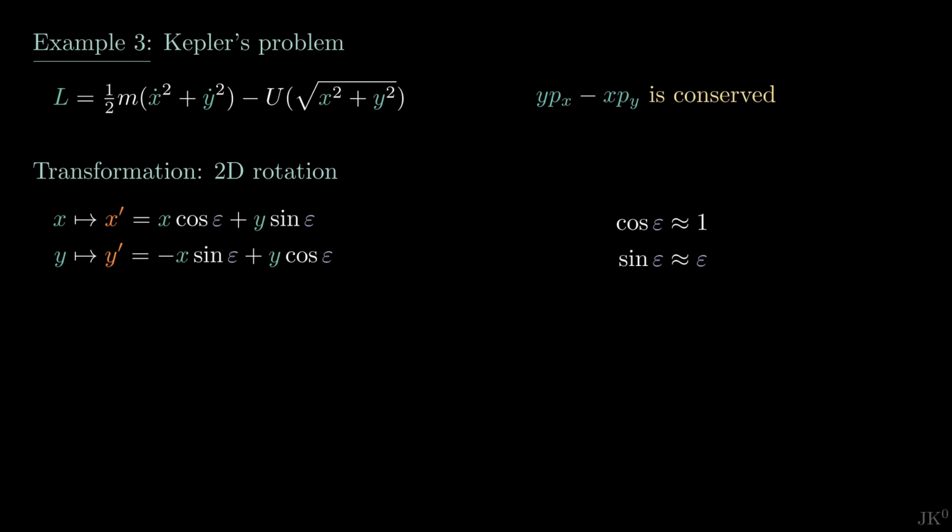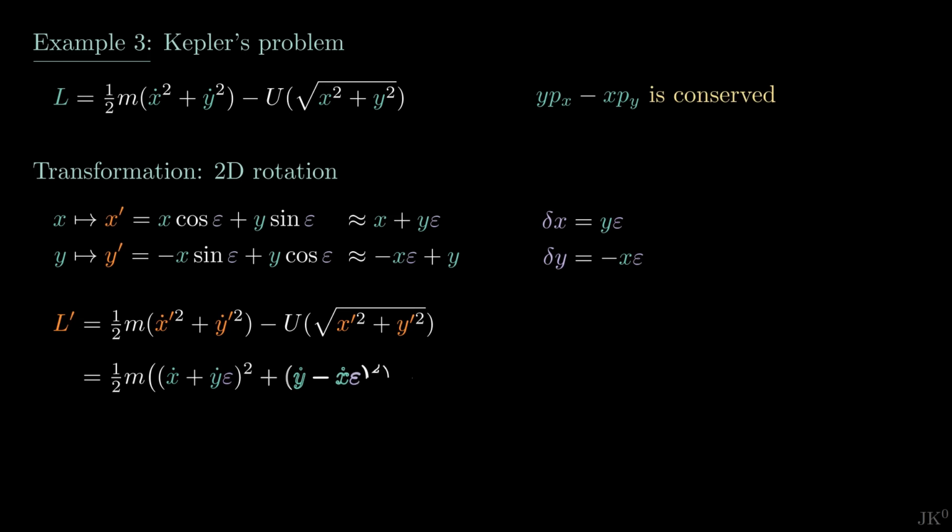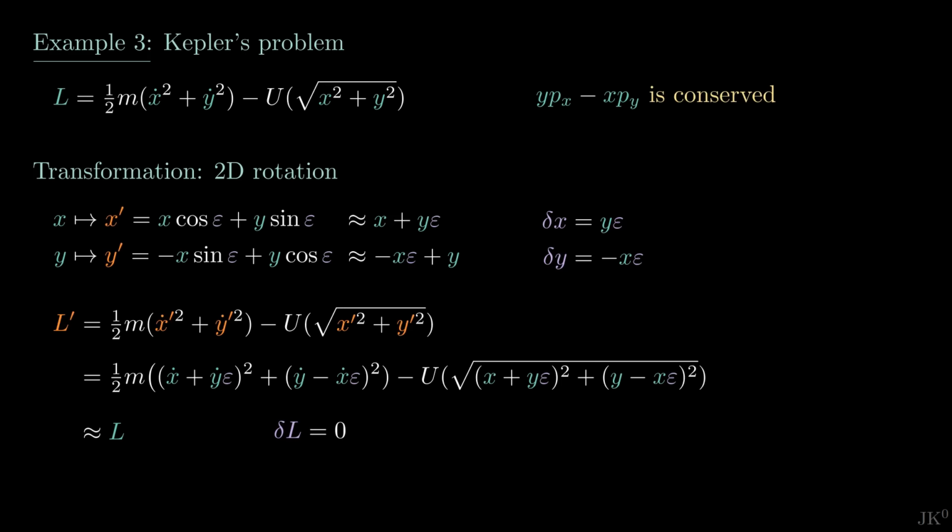But since we only care about infinitesimal rotations, we can approximate the sine and cosine function to leading order in epsilon in this way. This is the new Lagrangian, replacing the transformation and keeping only leading order terms in epsilon, we recover the original Lagrangian. Again, delta L equals 0.